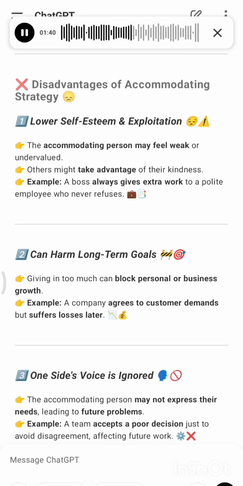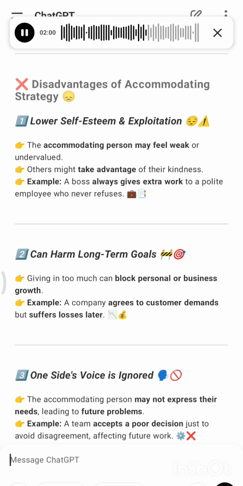Disadvantages of accommodating strategy. 1. Lower self-esteem and exploitation. The accommodating person may feel weak or undervalued. Others might take advantage of their kindness. Example: a boss always gives extra work to a polite employee who never refuses.